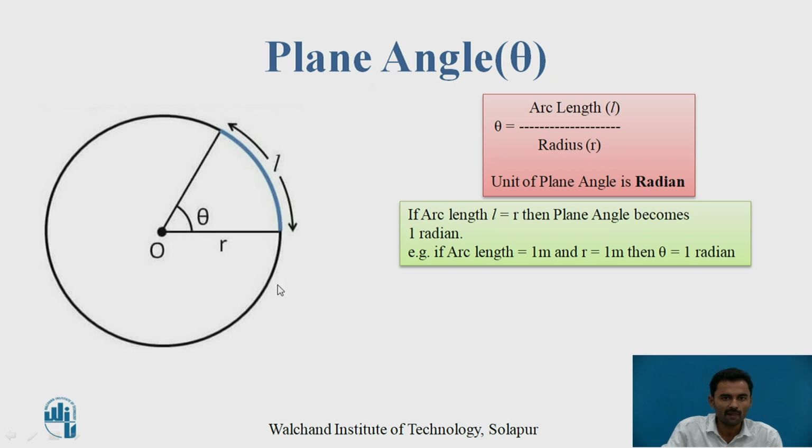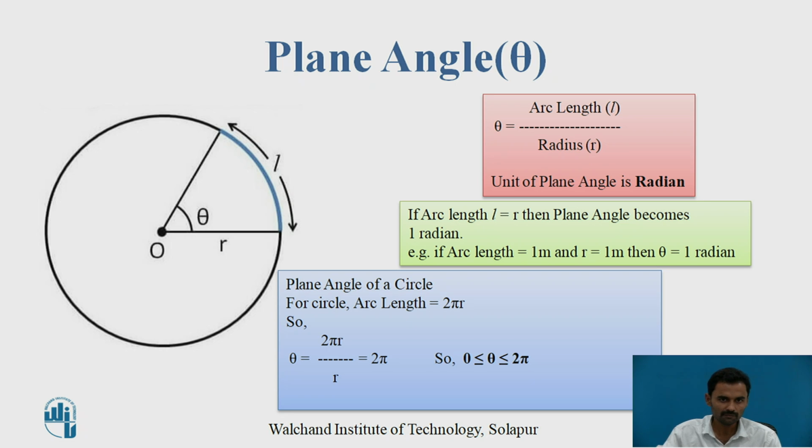Now what will be the angle of the entire circle? We were calculating the angle only for the arc of length L. For the entire circle, the arc length is nothing but the circumference of the circle, that is 2 pi r. Putting the values in the formula, theta is equal to arc length by r, that is 2 pi r divided by r. The r gets cancelled, so we get 2 pi. That means the plane angle of the entire circle will be 2 pi radian.